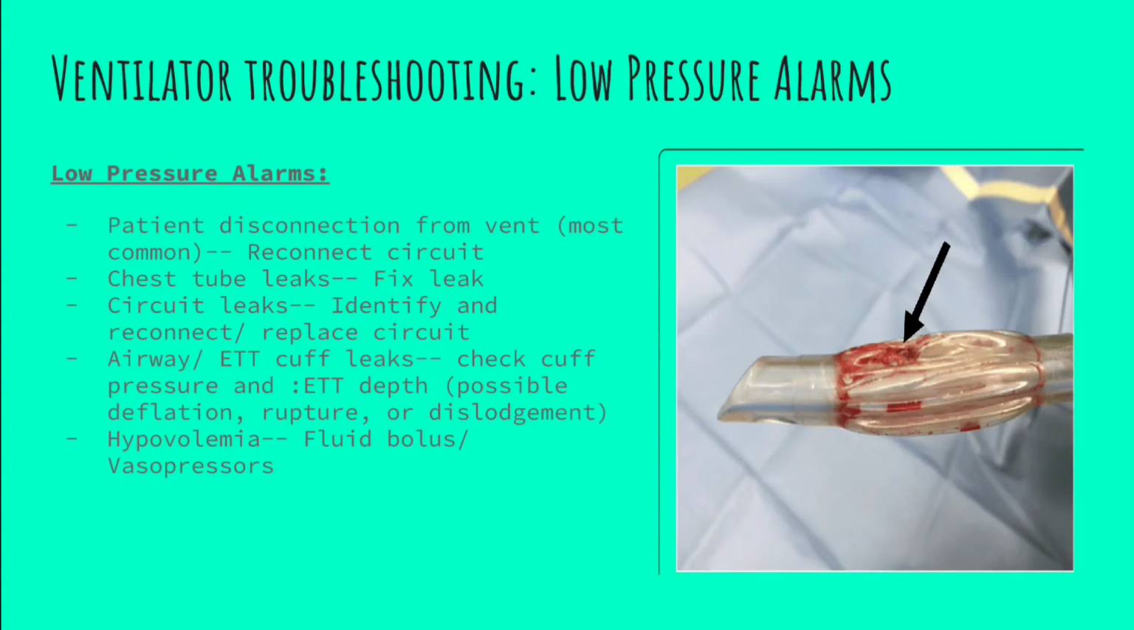Now, another thing that may occur is the patient may become shocky. They may become hypovolemic, and there will be a decrease in intrathoracic pressure because of a reduced return of blood to the heart. So this is something that will give you a low pressure alarm. So how would you fix this? You would give the patient fluid boluses, and then you could start the patient on vasopressors, and this could correct this.